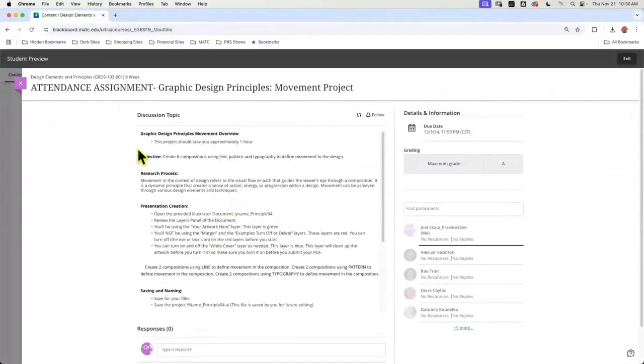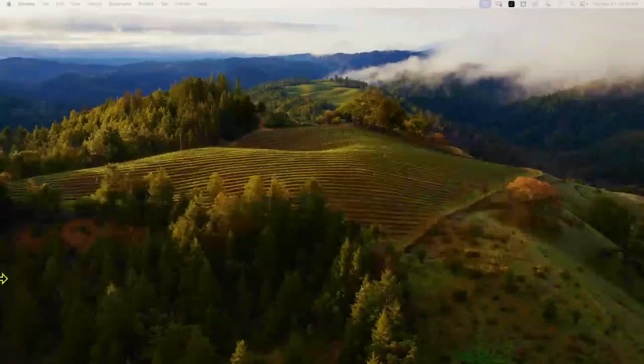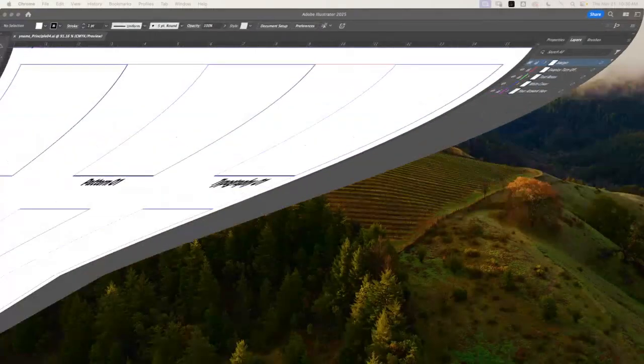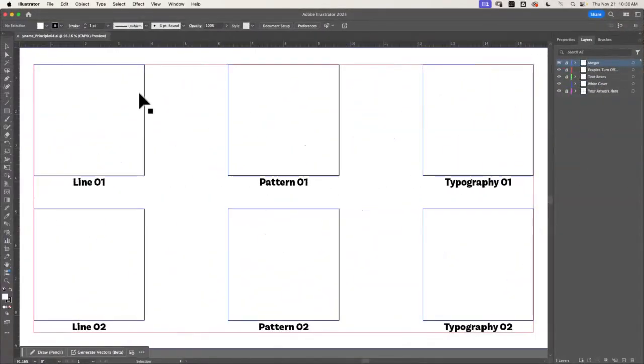Line, pattern, typography. All right, good. I had a misprint that a student, after like a year, finally found a little mistake I had. So you're going to do 2 compositions that use line to show movement within the square. Pattern, I wanted, how do we get pattern to show us movement? And then typography. How do we move with typography?